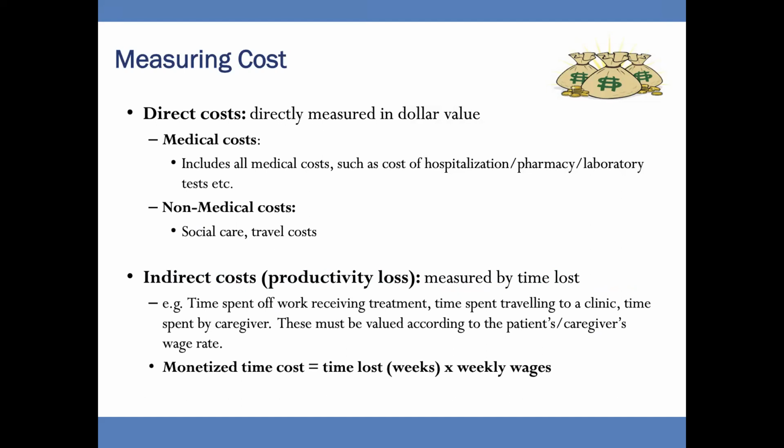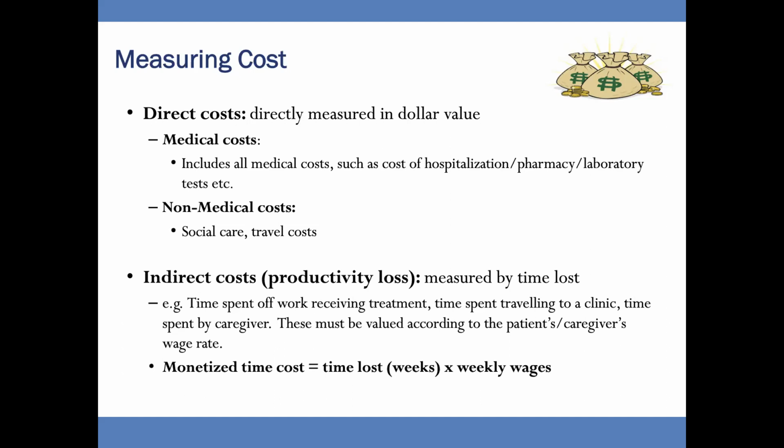Direct cost, you can think of it in a simple way, as any cost that is measured in dollar value. While indirect cost has another name, productivity loss. So it's measured by the time that you lose. Suppose you get sick, you cannot go to work, so you lose productivity. So there is a cost there, and the cost is measured in terms of the time lost. For direct costs, we further distinguish between medical costs and non-medical costs.